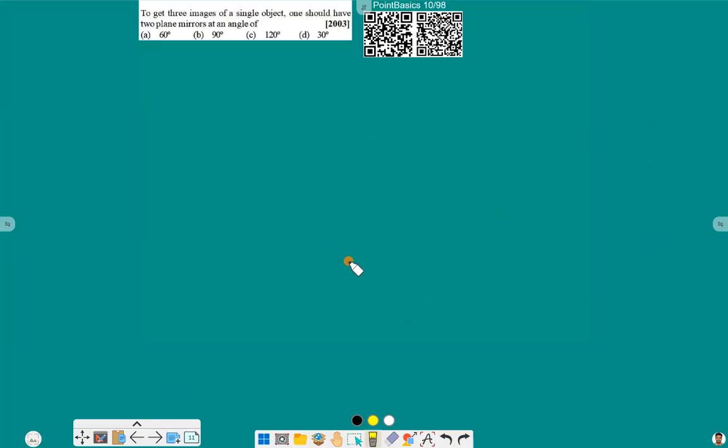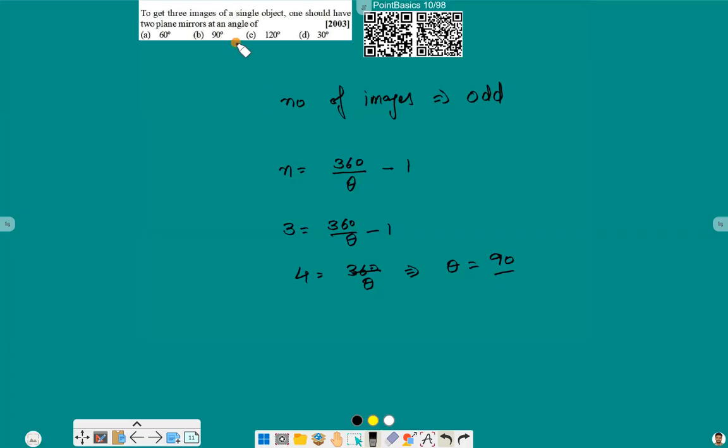So here, to get 3 images of a single object, one should have 2 plane mirrors at an angle of. So here it is mentioned that we need 3 images, so the number of images here is odd. And for the odd case, we know that n is equal to 360 by theta minus 1. So here we will get 3 is equal to 360 by theta minus 1. So 4 will be 360 by theta, and from this theta will be 360 by 4, that is 90 degree. So that is option B here.